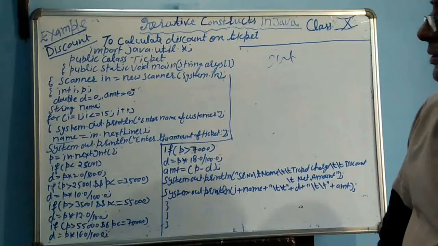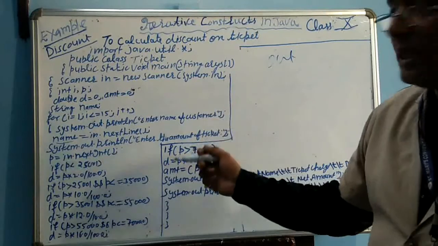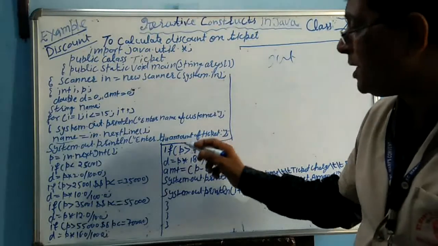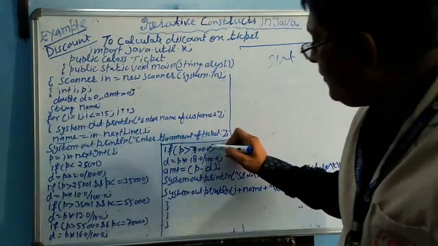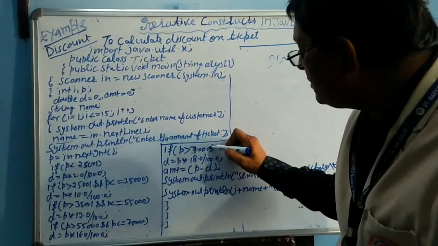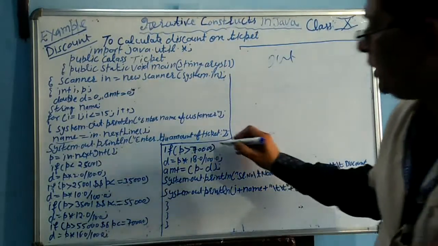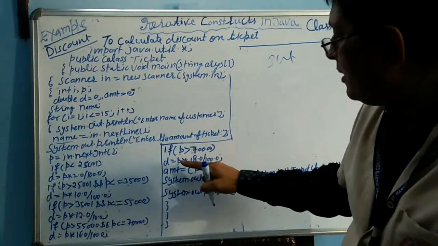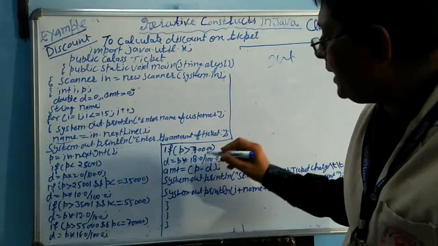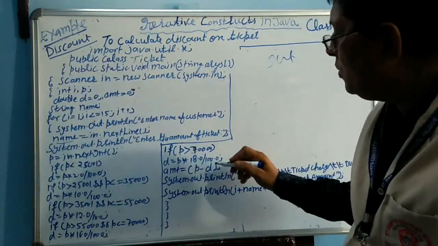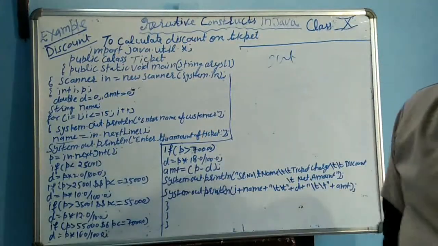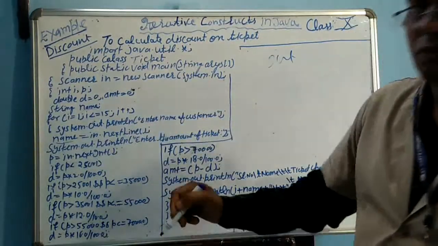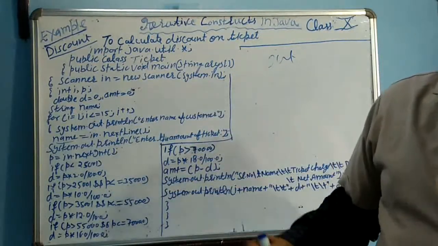Now the next condition: if the value of the amount p is greater than 70,000, then discount d is equal to p multiplied by 18.0 divided by 100.0. So whatever amount you give, it will give the discount.